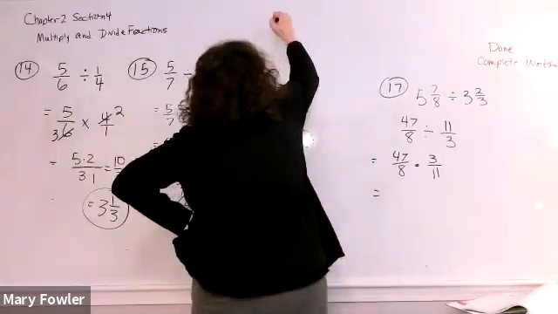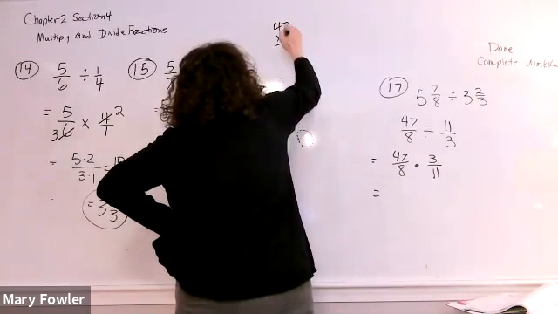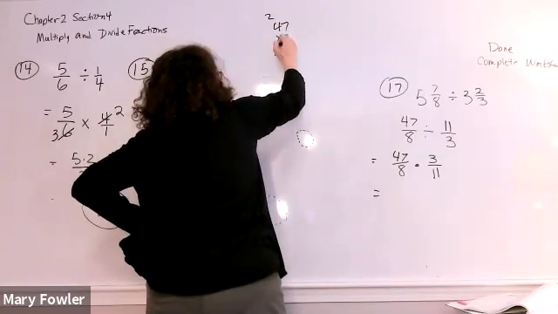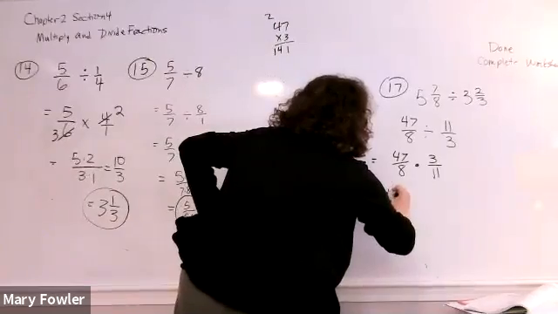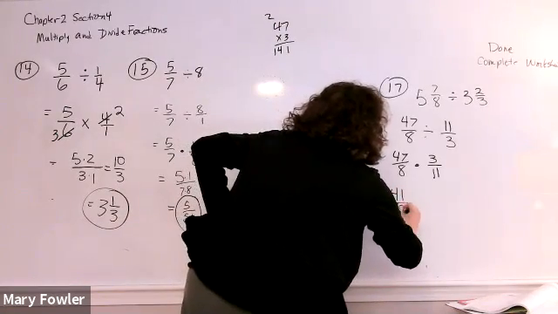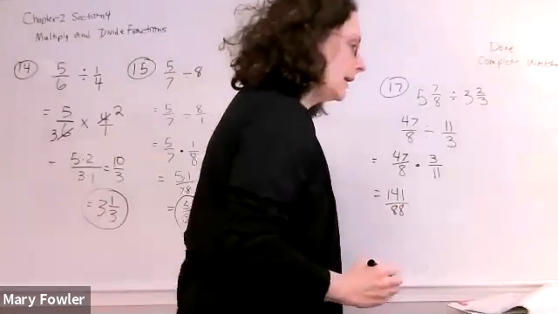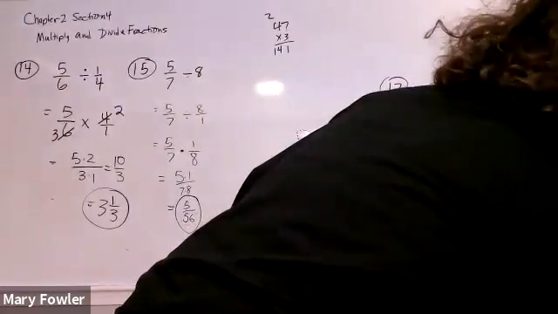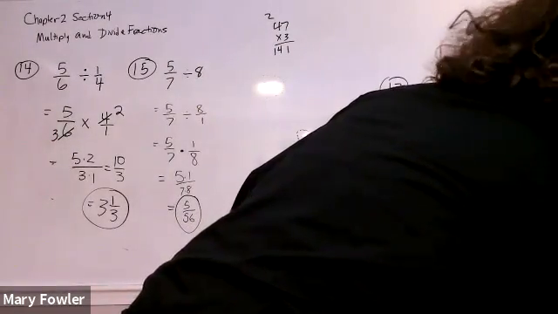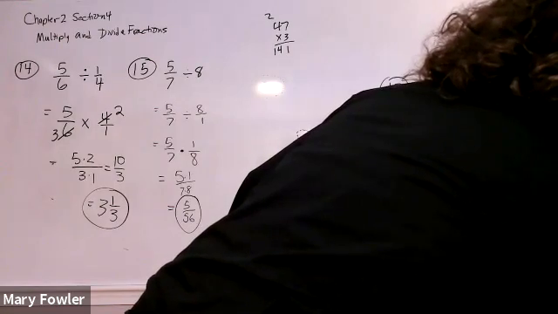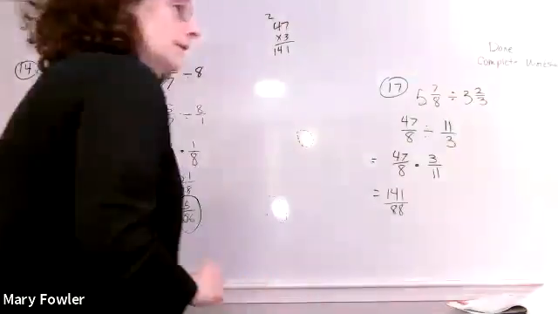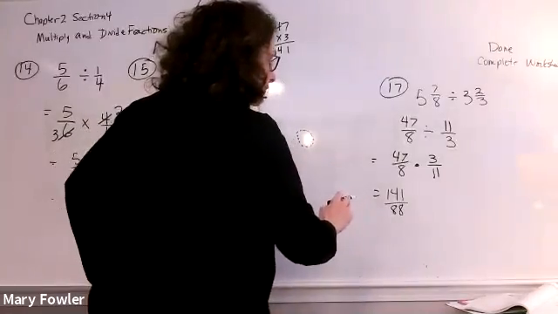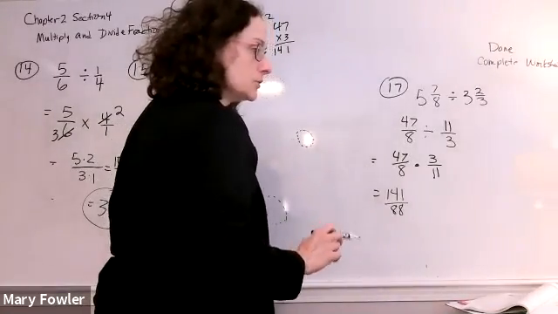So the numerator is 47 times 3, 141, and my denominator is 88. And so now I need to convert that to, excuse me while I check my answer since I've been so prone to mistakes in this problem. Great, okay, so now I need to convert 141 over 88 into a mixed number.